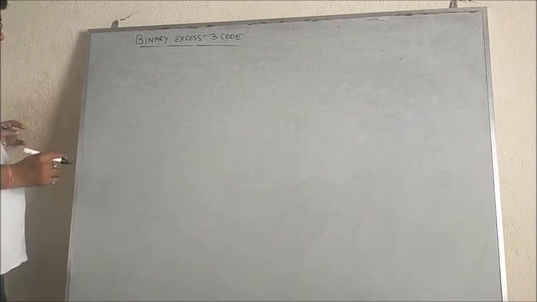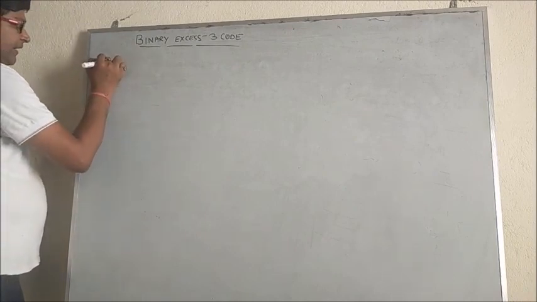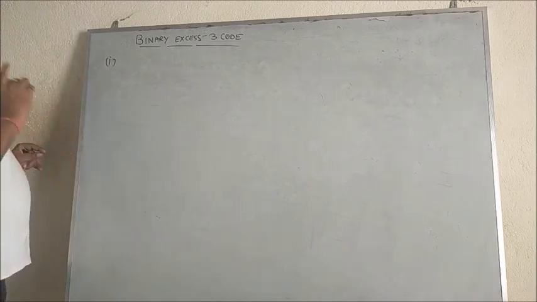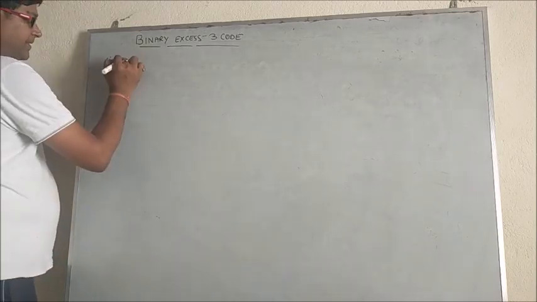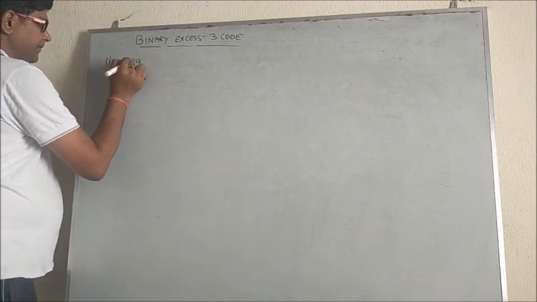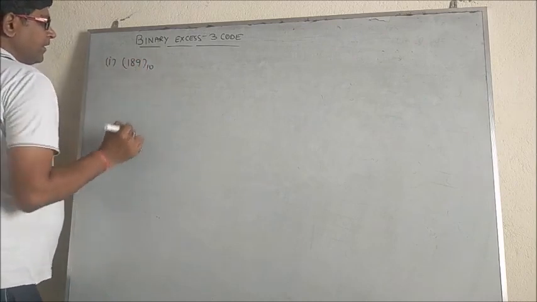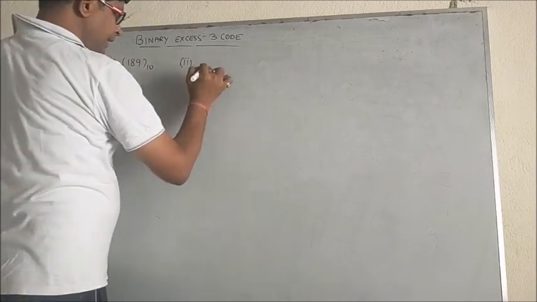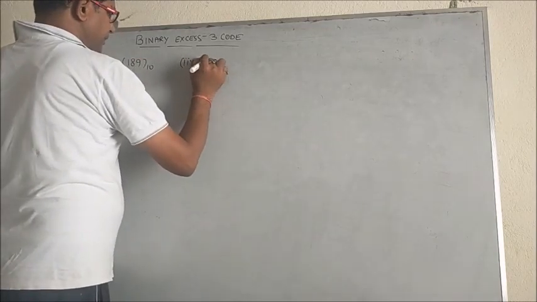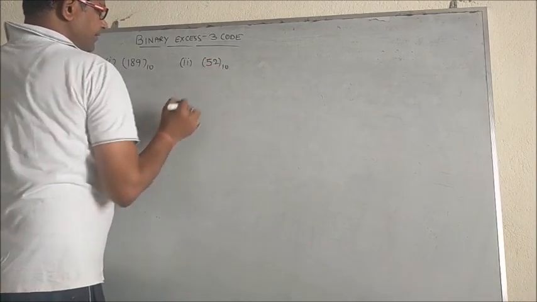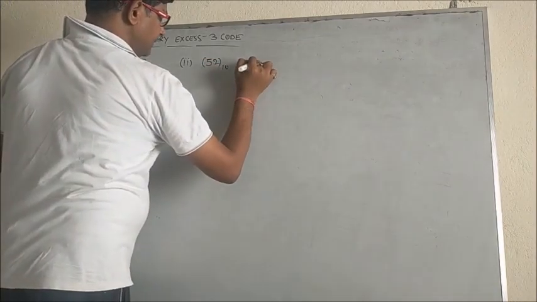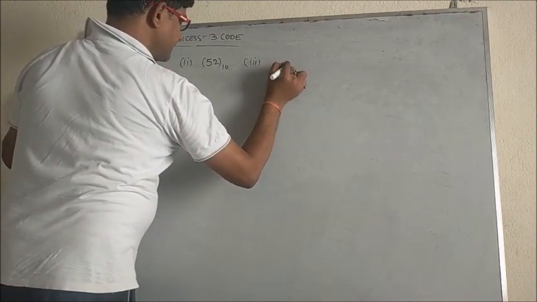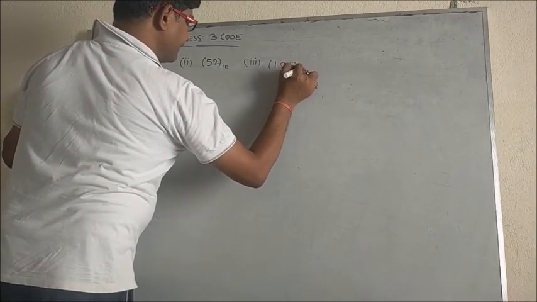So how the question will be there. So first question, just calculate binary excess 3 code of the following. Say suppose 189 to the base 10. Second, just take it as, okay, 52 to the base 10. Okay, next just take third question as 126 to the base 10.